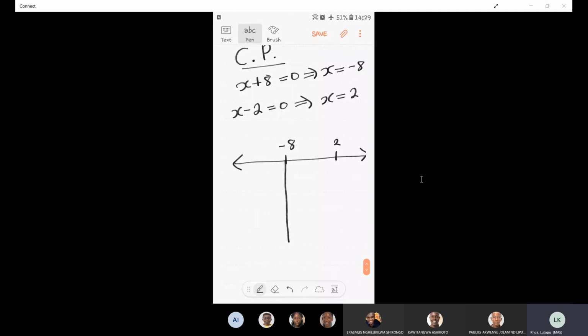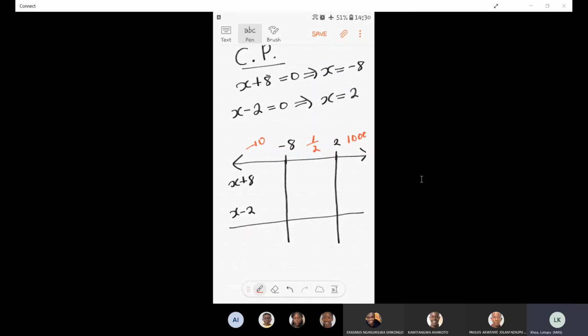Then you extend to form a table. Then you put the first factor, x plus 8. You put the second factor, and then you pick representatives. So the first region, any number that is less than negative 8, let's say negative 10, and then any number between negative 8 and 2, you can pick half, why not? And then any number bigger than 2, let's say 1000. So the number doesn't matter. What you're looking for is it must be in that region, that's it.